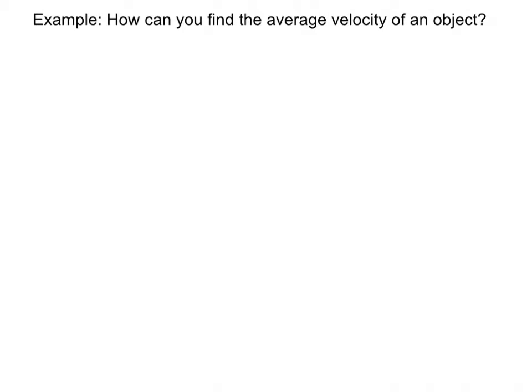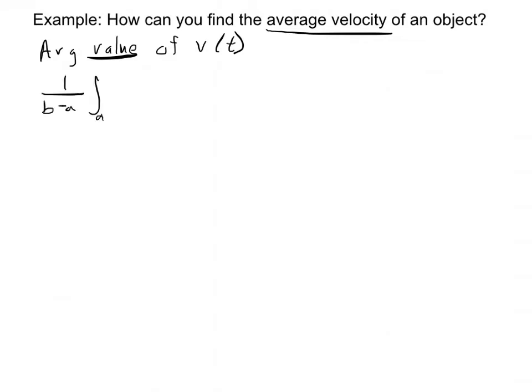My first example here is how can you find the average velocity of an object? In what way could that be done? What I want to discuss is there are two ways this could be done. One way to find the average velocity would be to find the average value of what? Well, if you wanted the average of velocity, you'd be looking for the average value of a velocity function. It would mean that you would do 1 over b minus a times the integral from a to b of the velocity function.